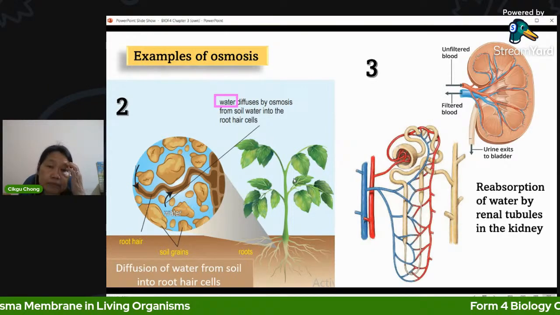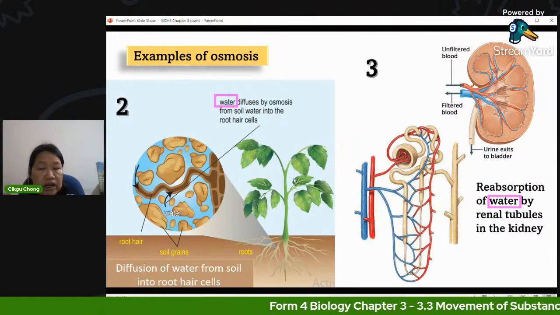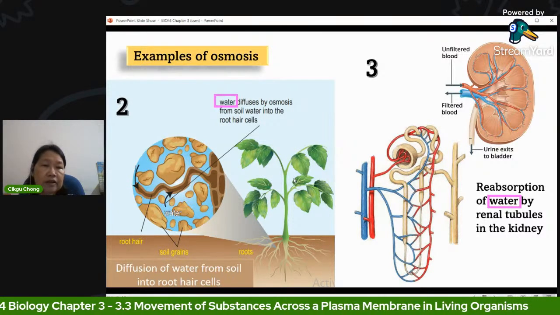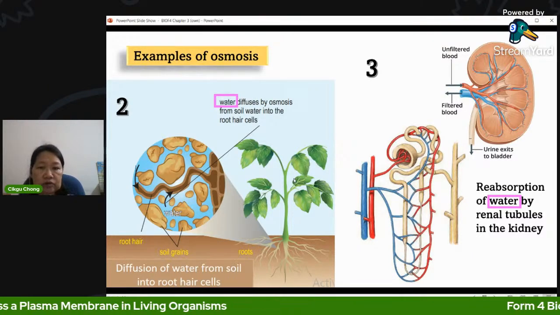Okay, another example, number 3 here, is reabsorption of water. So you see all this? Whenever you see the word absorption, reabsorption, diffusion, it's always through osmosis. Now I will not go into detail about the renal tubules because you only learn it at the end of the year. Then you will see it in detail.